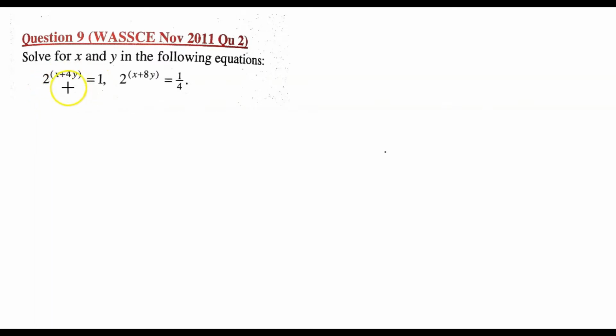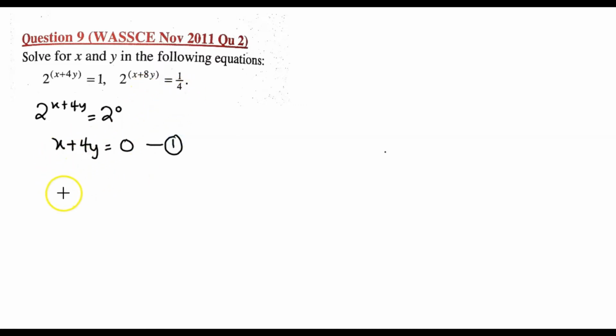So to generate our equation 1, we have 2 power x plus 4y. To write 1 as a base of 2, that becomes 2 power 0. Therefore, since the bases are the same on both sides of the equation, we can find the antilog to the base of 2, and we are left with x plus 4y equal to 0. And that becomes equation 1.